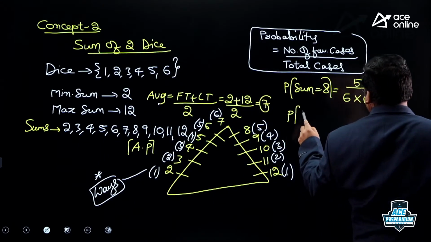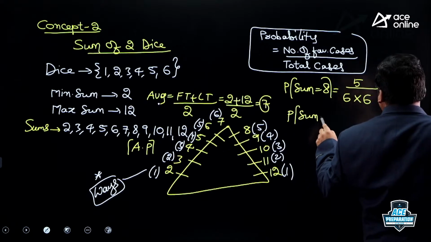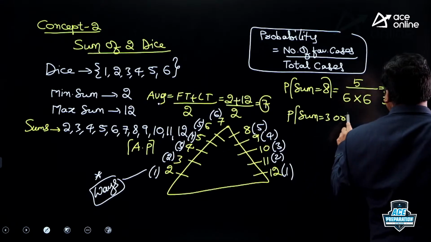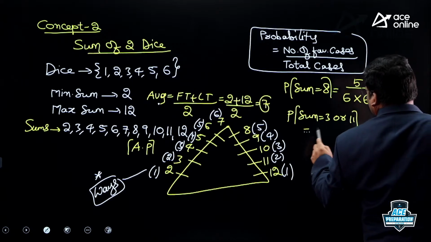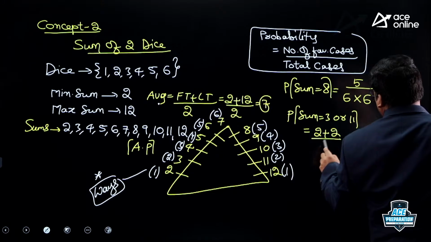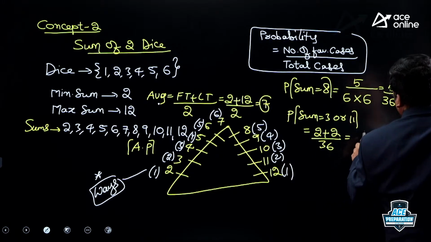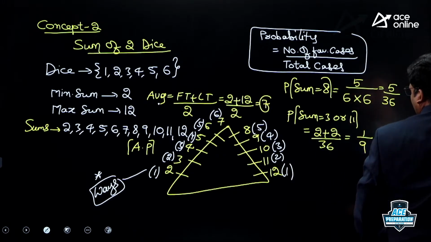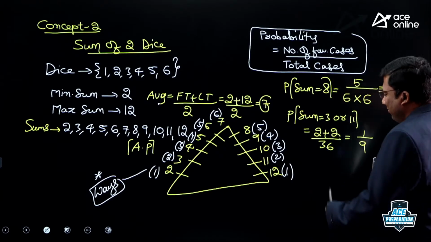Probability of getting a sum 3 or 11. Sum 3, how many ways? 2. Sum 11, how many ways? 2. So 4 by 36, which is 1 by 9. Are you all with me?